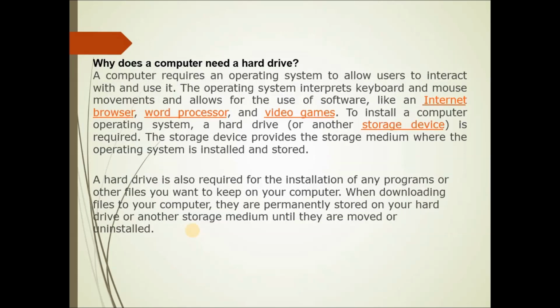Why does a computer need a hard drive? A computer requires an operating system to allow the user to interact with and use it. The operating system interprets keyboard and mouse movements and allows the use of software like an internet browser, word processor, and video games. To install a computer operating system, a hard drive is required. It is the storage medium where the operating system is installed and stored. A hard drive is also required for the installation of any program or other files that you want to keep on a computer. When downloading files to your computer, they are permanently stored on your hard drive or another storage medium until they are moved or uninstalled.